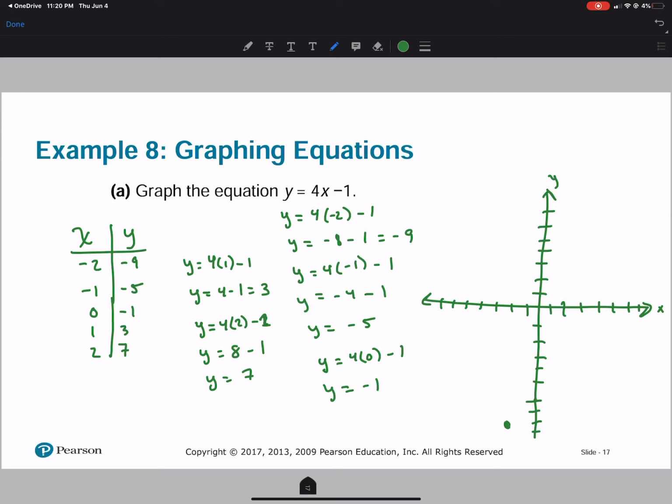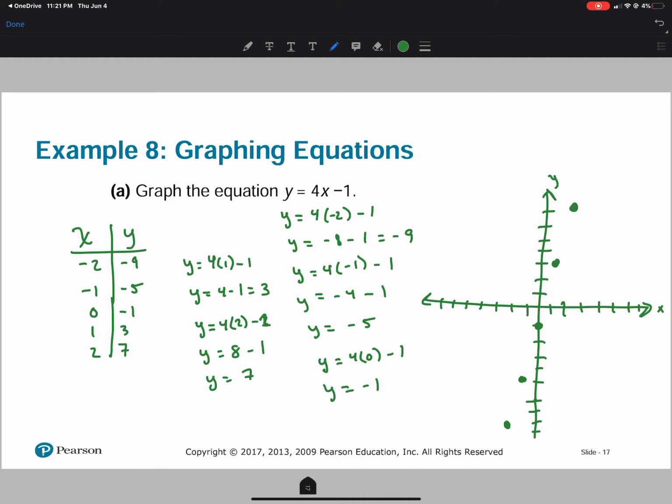Then we got -1 and -5. So we got 1, 2, 3, 4, 5. Then we said we go through the point of 0, -1. That's my y-intercept. Then we have 1, 3, which is here. And then we have 2, 7. And 1, 2, 3, 4, 5, 6, 7, which is up here.